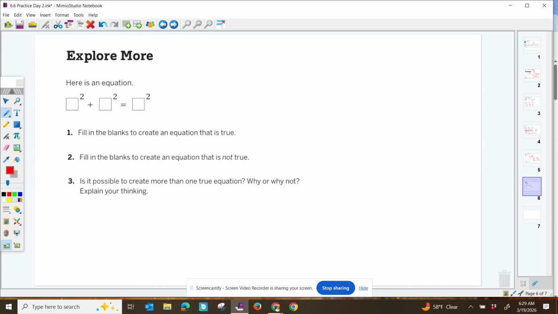And then I get to this last one, and it says, here's an equation. Fill in the blanks to create an equation that's true. Like, I know that 3 squared plus 4 squared does equal 5 squared. Fill in the blanks so it's not true. Well, any other one, like 1 squared plus 2 squared does not equal 3 squared. The only reason I knew this one was because of Pythagoras. If it's a 3, 4, 5 triangle, a squared plus b squared equals c squared.